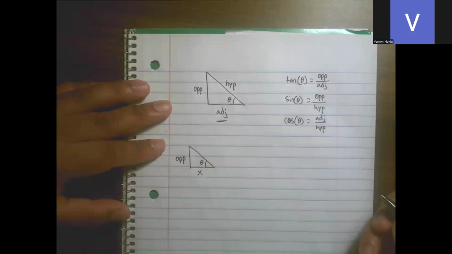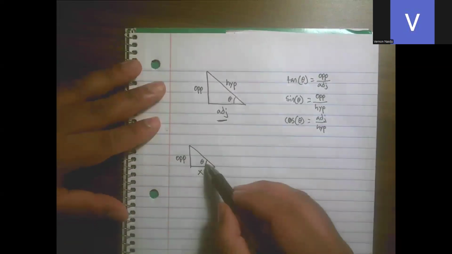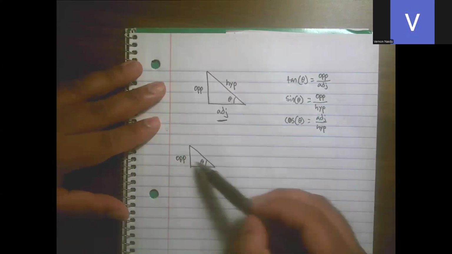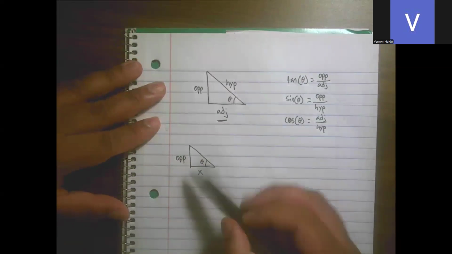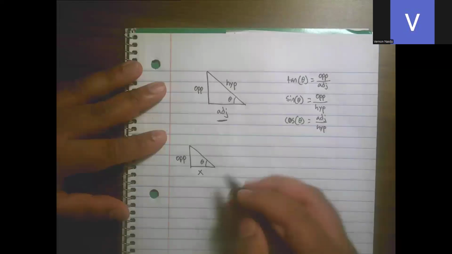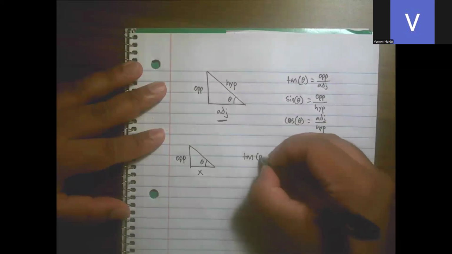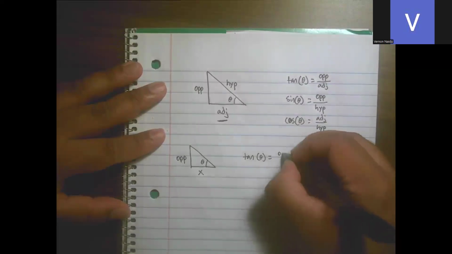Okay. So if we're in a situation where we have this reference angle and we're given the opposite side, right? These are two known values. Let's assume these are two known values. And x is something we want to solve for. We have to use tangent. We have to use it.